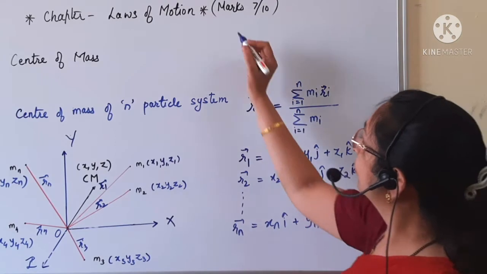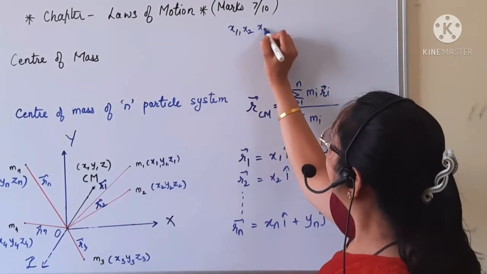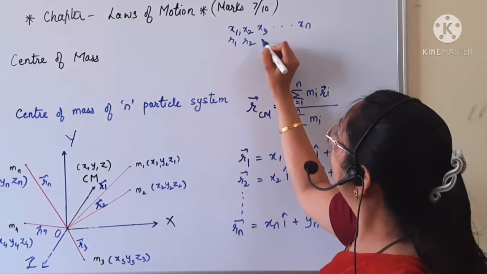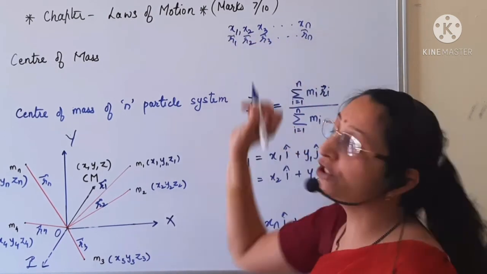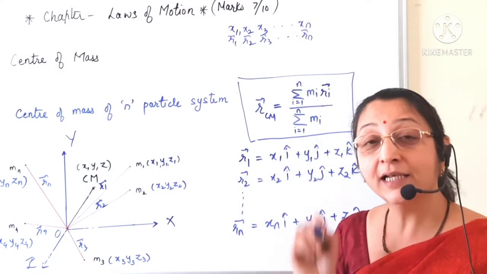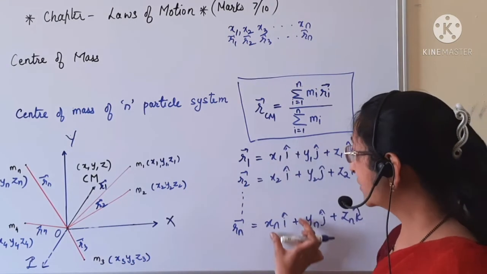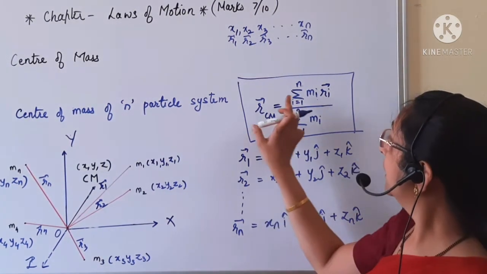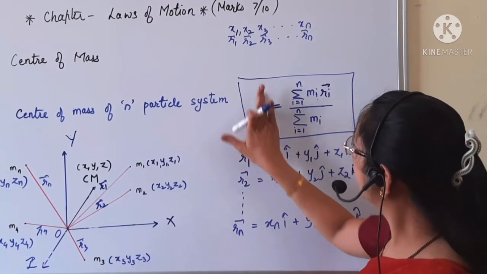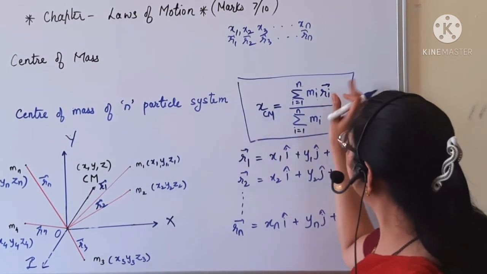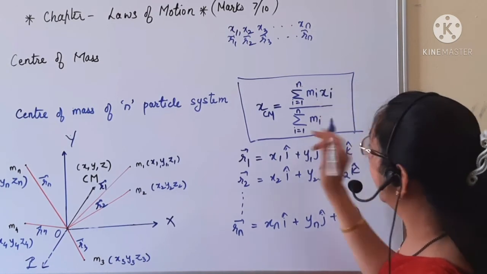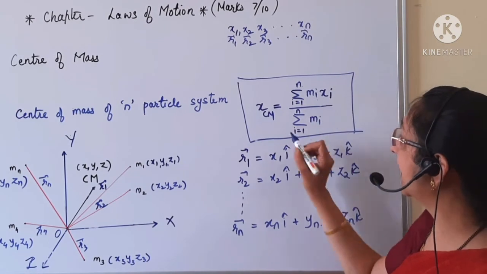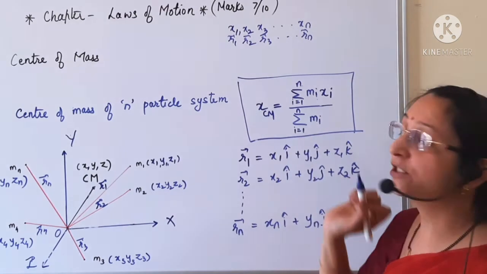Now we know that x1, x2, x3 up to xn are all the x coordinates of all the particles, having r1, r2, r3 up to rn as their position vectors. If I want to find only the x coordinate of the center of mass, these are all the x coordinates of the different particles of masses m1, m2 up to mn. So here, only the x, I will write x coordinate of center of mass, and I will rub this and write xi. So the x coordinate of the center of mass point of the system is summation of i equal to 1 to n mi xi upon summation of i equal to 1 to n mi. So this is the x coordinate of center of mass.